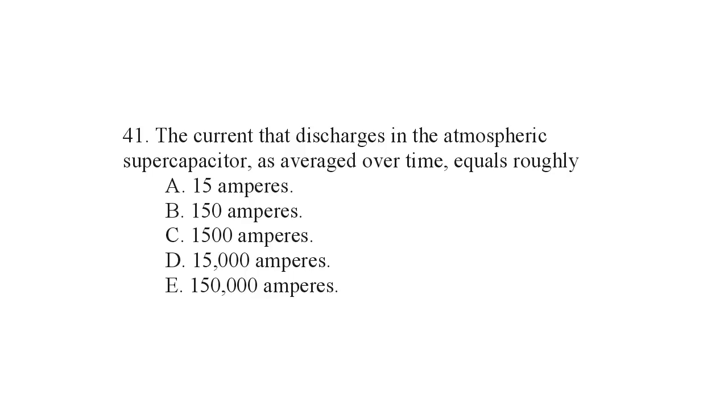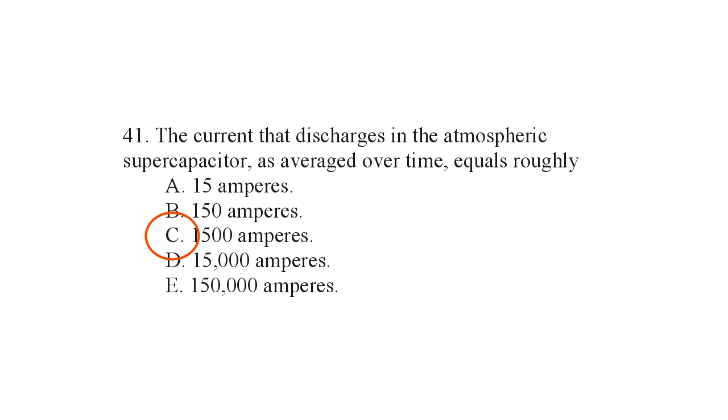Well, in order to answer that question, you will have had to pay close attention back in chapter 14 in the printed book. Page 301 will tell you that the correct choice here is C, an average current of about 1,500 amperes. That may not sound like an awful lot. A good automotive battery has a cold cranking current of about 750 amperes. So that's about half of the average current that's discharging in the entire atmospheric supercapacitor.